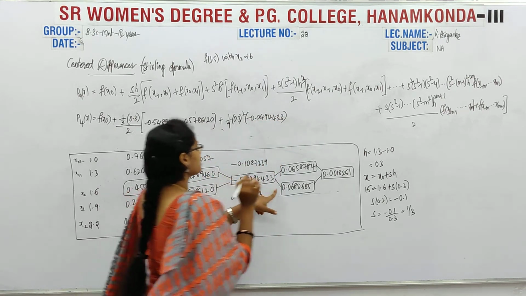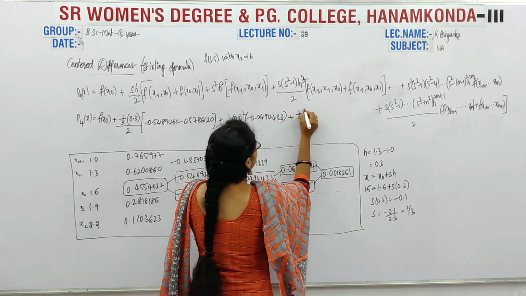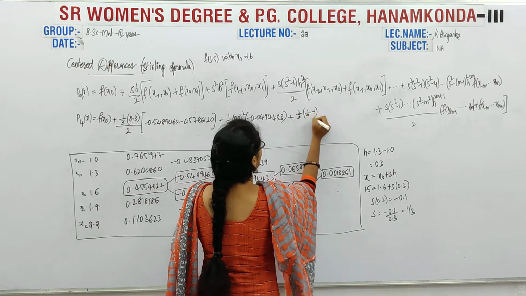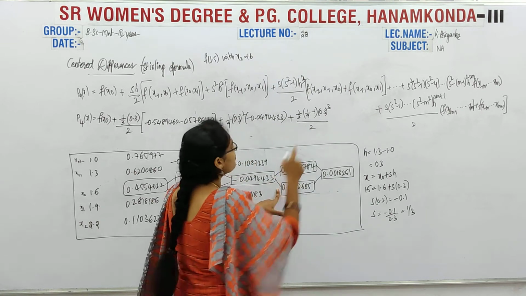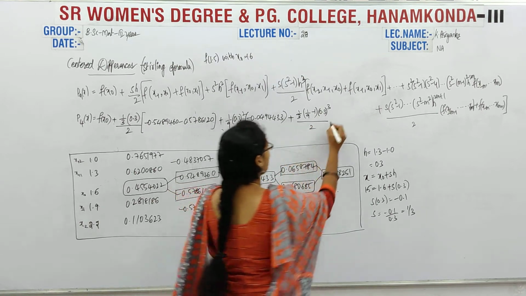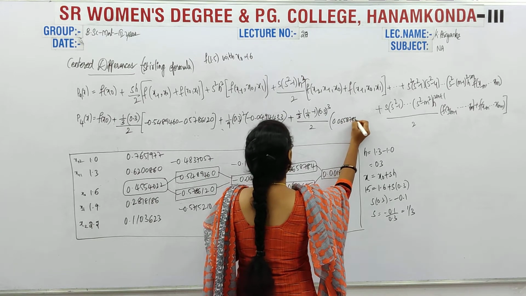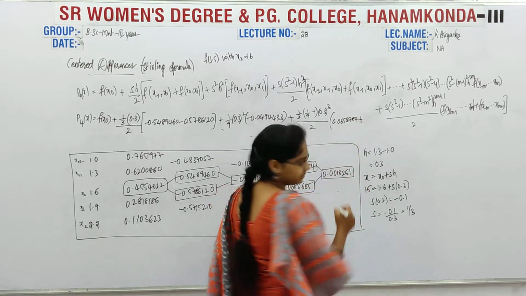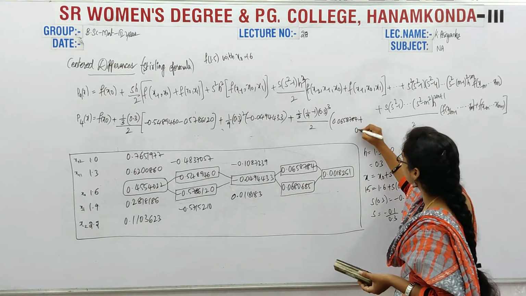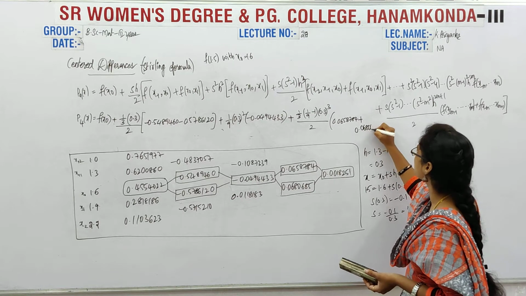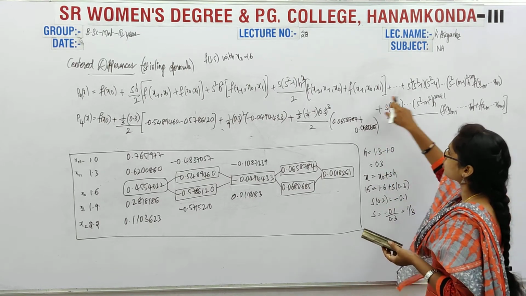Okay, clear. Next, plus s, 1 by 3, into 1 by 9 minus 1, h cube, 0.3 whole cube, by 2 of these two, the sum of these two, okay, of 0.0658784 plus 0.0680685. Okay, here the next value is nothing but plus, and so on.